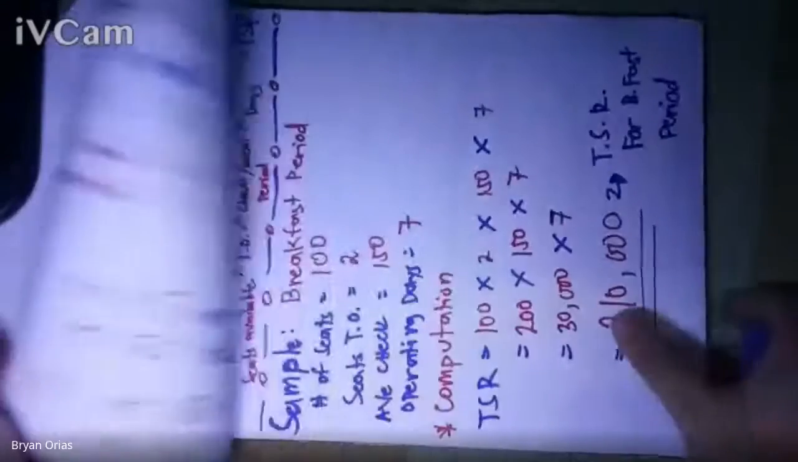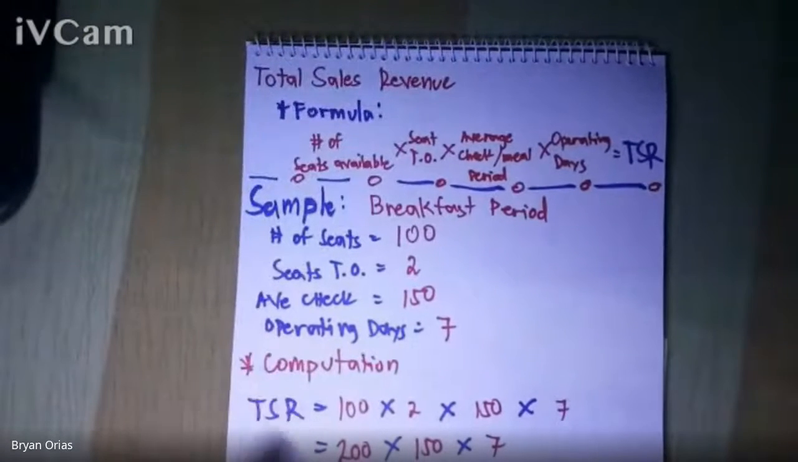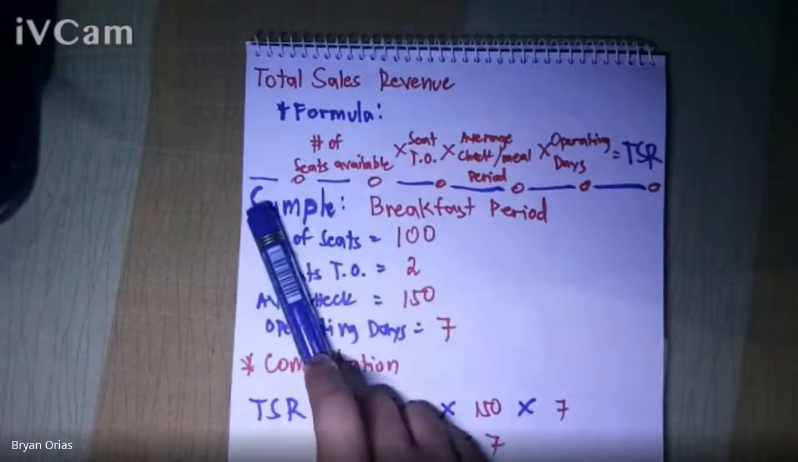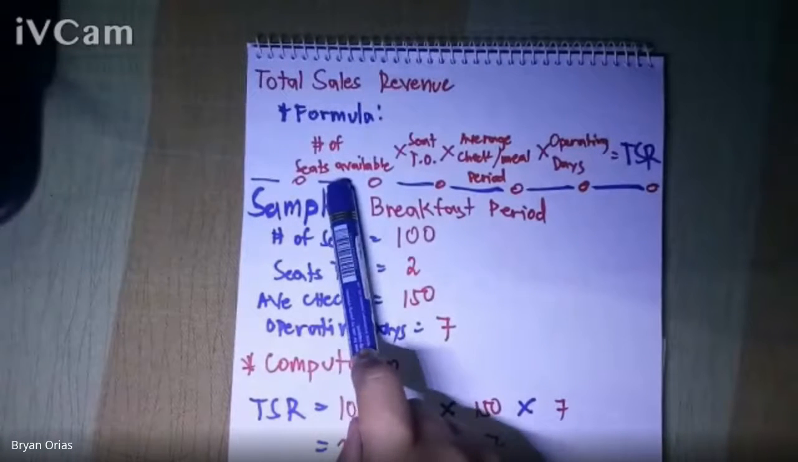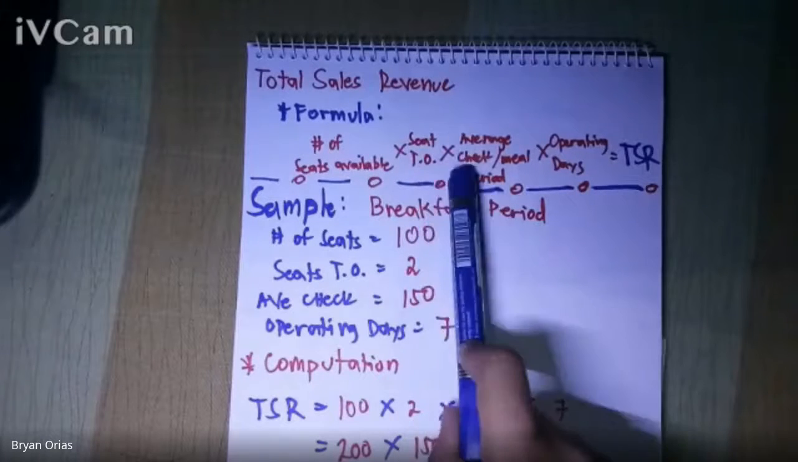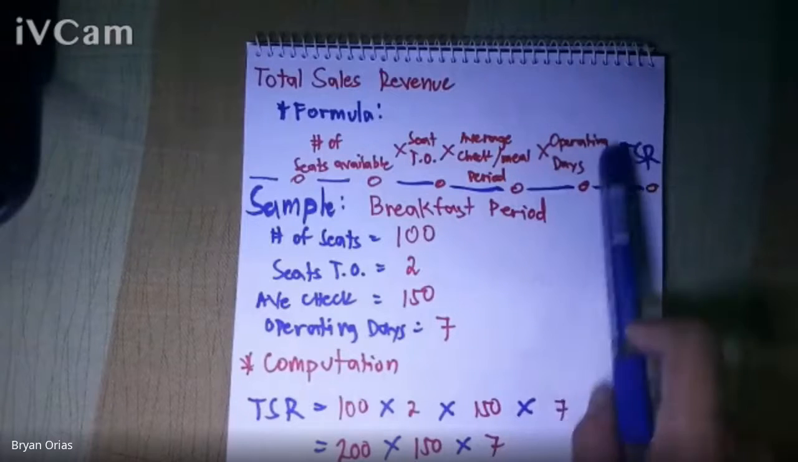Okay, so let us now start with the total sales revenue. Total sales revenue is the computation we use to measure how much we earned for a certain meal period. For our formula, TSR is equivalent to the number of seats available, as we discussed previously, multiplied by the seat turnover, multiplied by the average check per meal period, multiplied by the operating days.